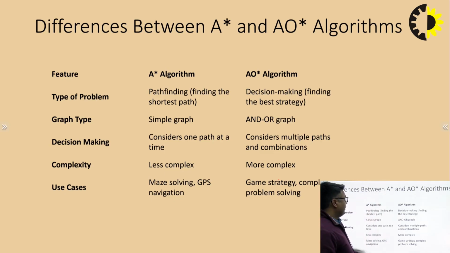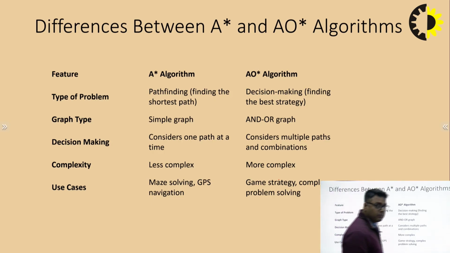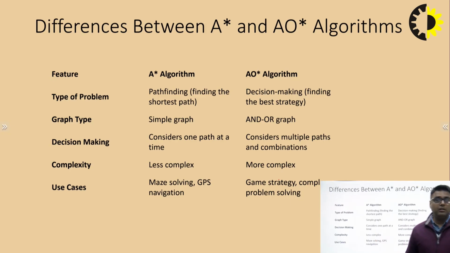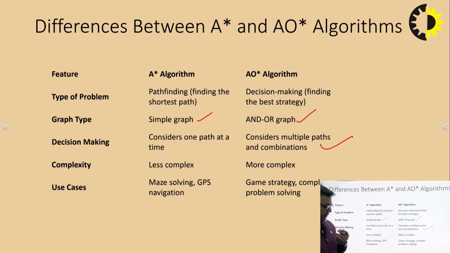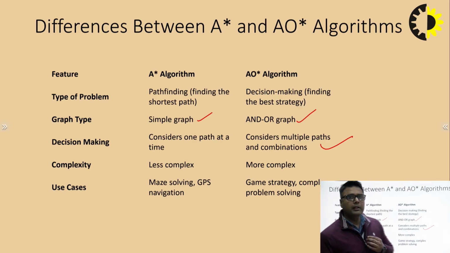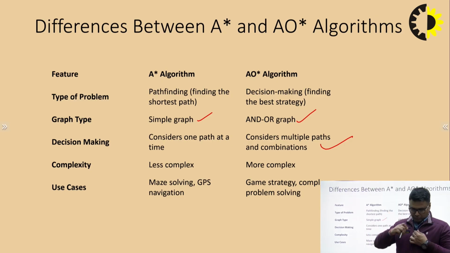Path finding and decision making. A star is used for path finding, and AO star is for decision making. Graph type: A star is a simple graph, and AO star is the AND-OR graph. Already discussed: A star considers one path at a time, and AO star considers multiple paths and combinations. From an exam point of view, sometimes a question arises related to A star and AO star. The most important point is the numerical part and the A star difference.